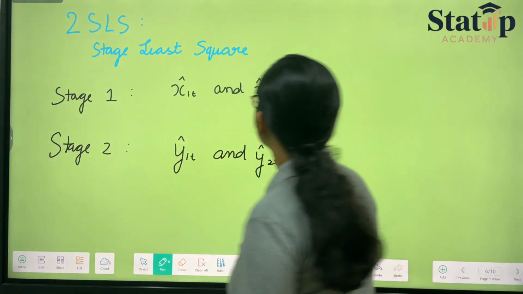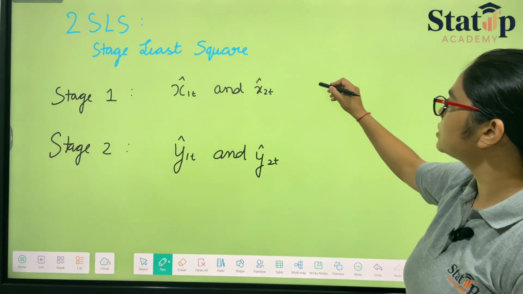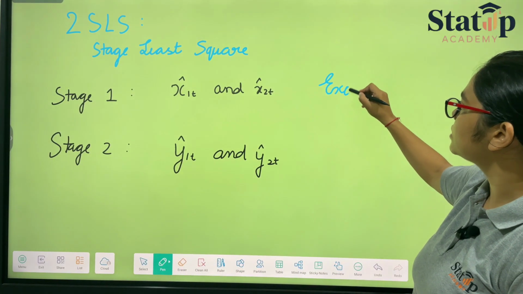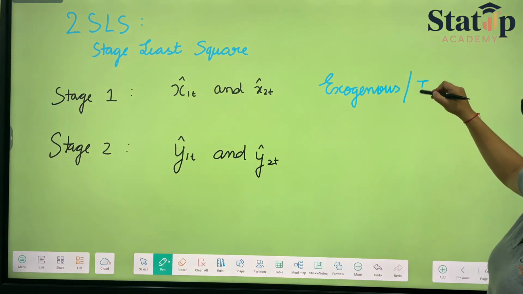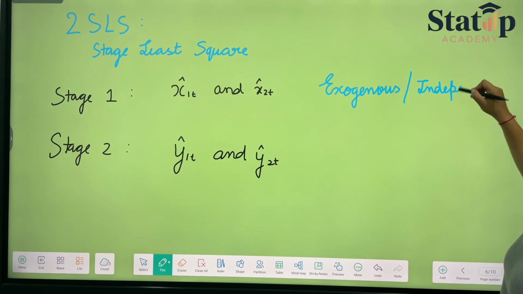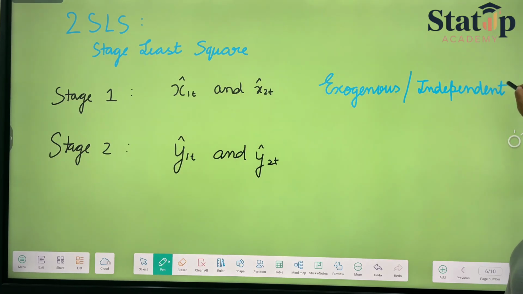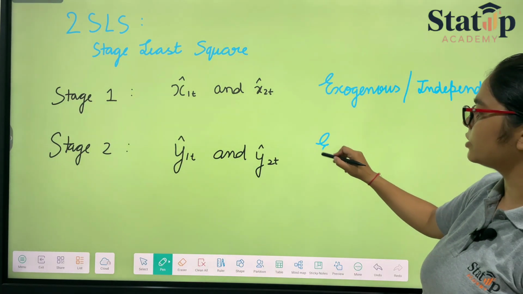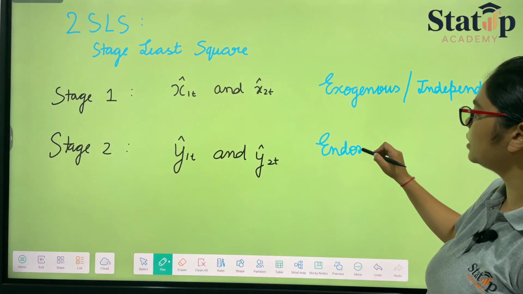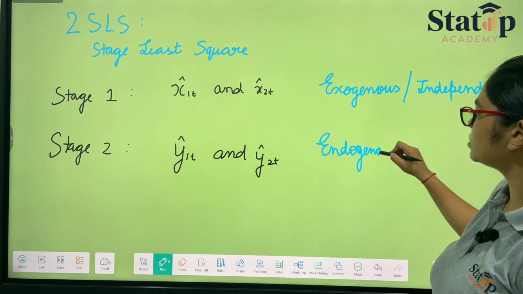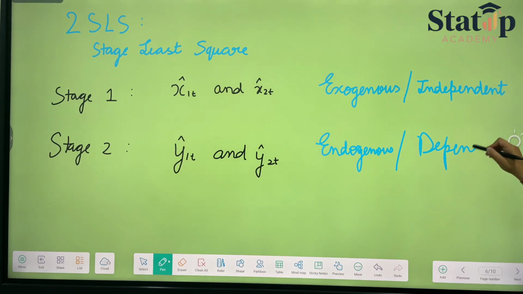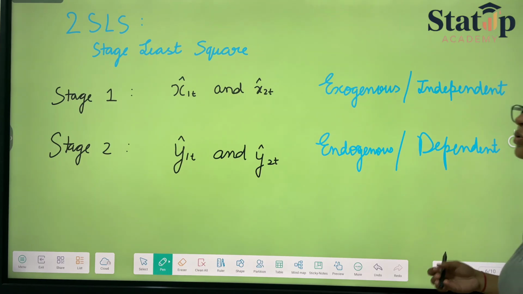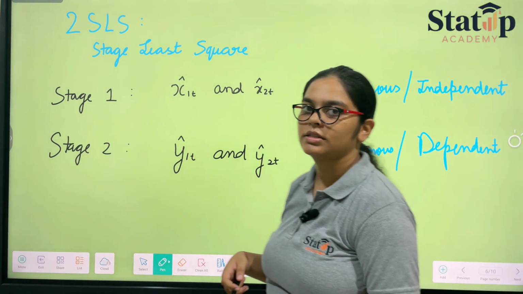Or simply we can say, in the first stage we predict the exogenous or independent variables, and in stage 2 we predict the endogenous or dependent variables. This is also an easy solution. So we will take this up in tomorrow's class.